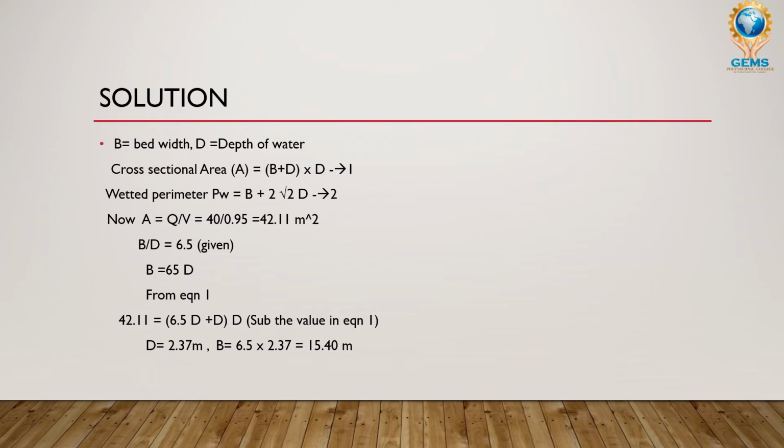So you know B is equal to bed width and D is the depth of water, and the cross sectional area, as you know for the trapezoidal section, is B plus D into D. Our wetted perimeter is PW is equal to B plus 2 root 2 D. Actually wetted perimeter means the perimeter up to which the water is wetting the canal. You may ask what is wetted? Wetted means the value of perimeter which is taken up to which the canal is wetted.